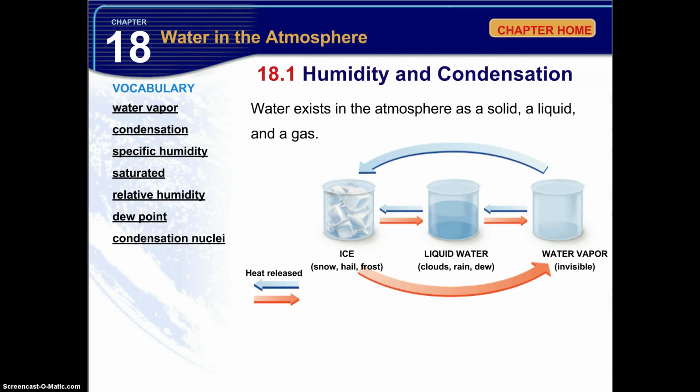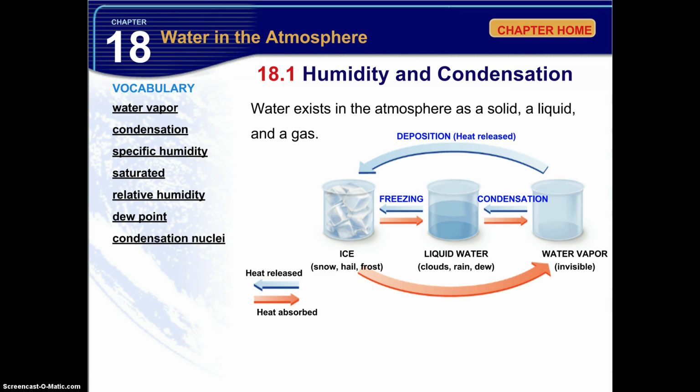So any blue arrow is when heat is released or radiated. Any red arrow is when heat is absorbed. So let's walk through these processes. First, condensation. That's going from a gas to a liquid, water vapor to liquid water. Then we have freezing. It's going from a liquid to a solid.